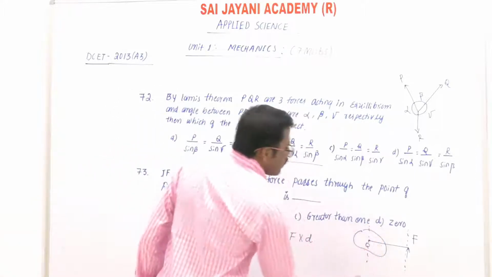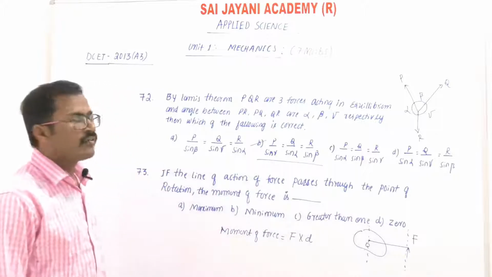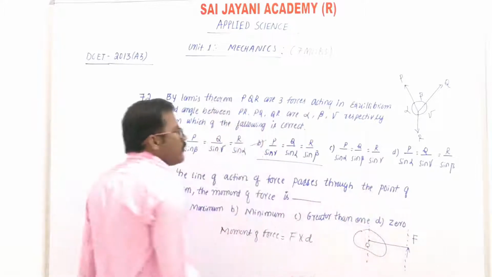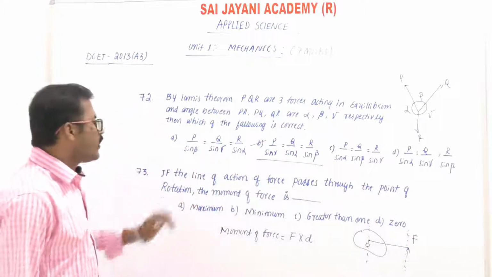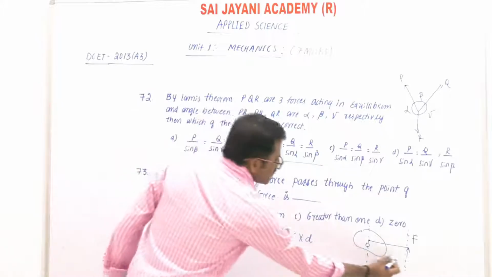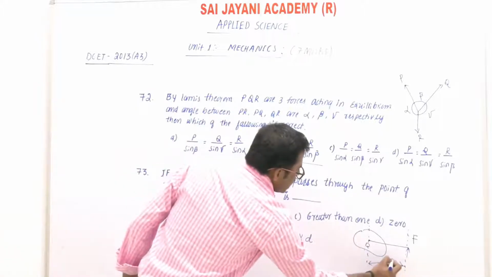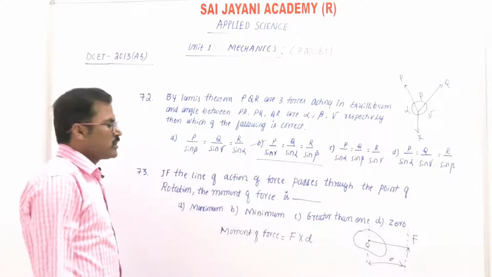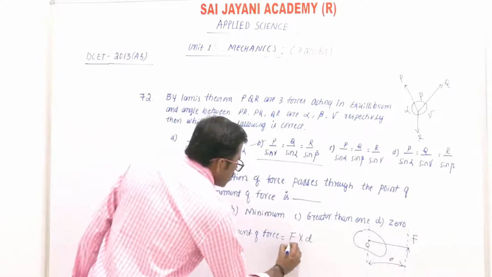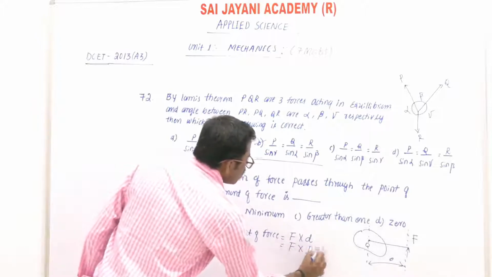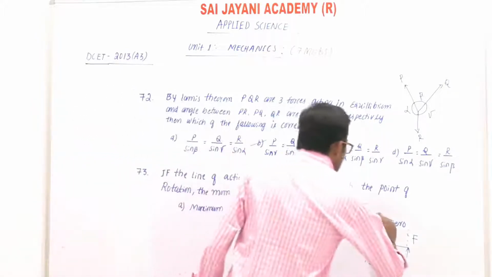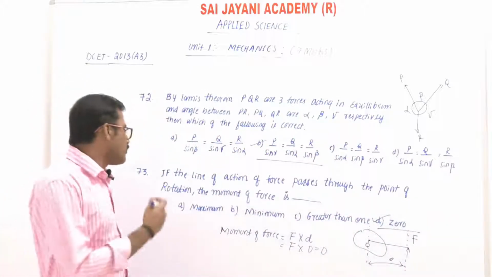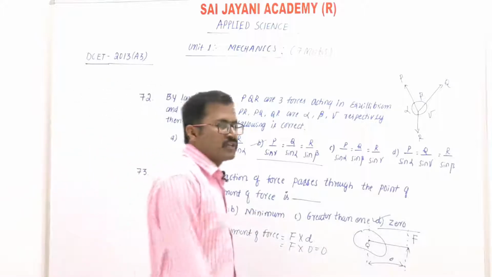If the line of action of force passes through the same point, then what is the moment? The distance is 0. This is the distance D. If the line of action of force is itself at the point, then there is no distance. So distance is 0, and F into 0 is 0. So option D, 0, is the right answer. If the line of action of force passes through the point of rotation, then the moment of force is 0.